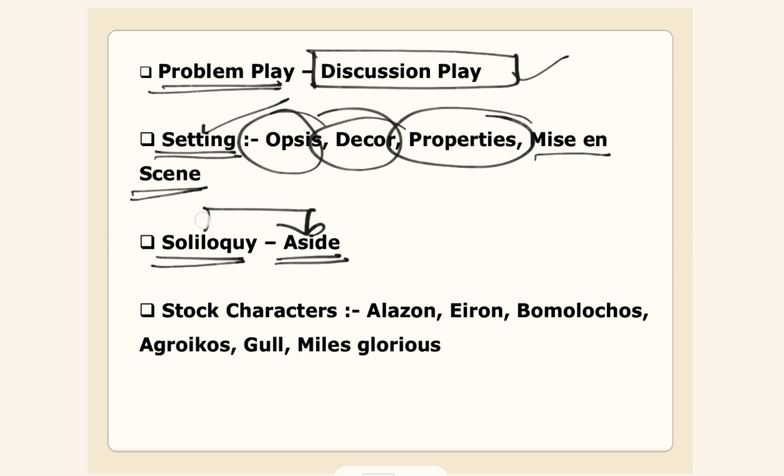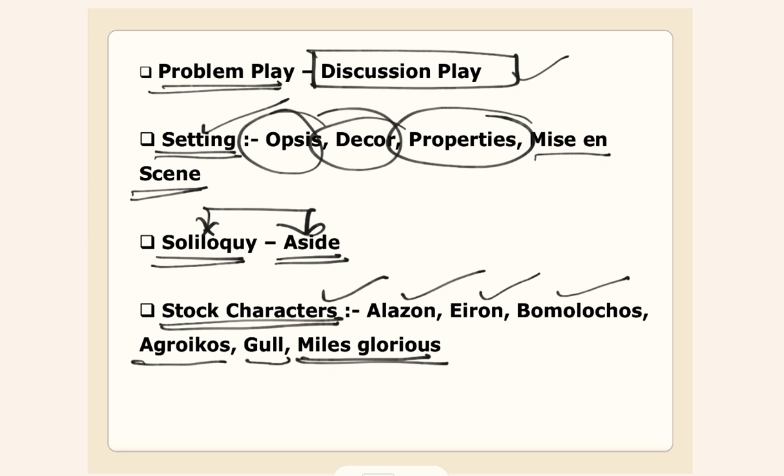Definitely there is a difference between soliloquy and aside. We will discuss it in later videos. Stock characters. What are the terms associated with stock characters? Alazon, eiron, bomolochos, agroikos, gelos, miles gloriosus. So these are terms associated with stock characters. You should remember all these terms. In the exam, they will ask you alazon is associated with such type of characters. Answer will be stock characters.